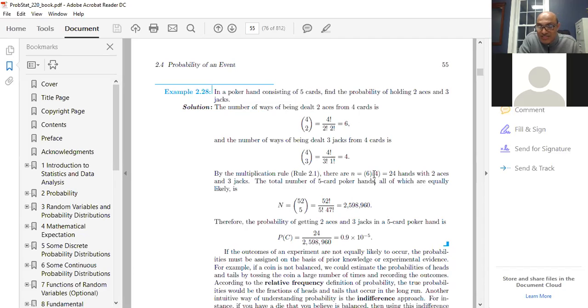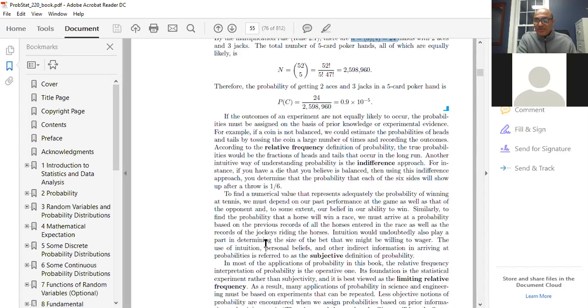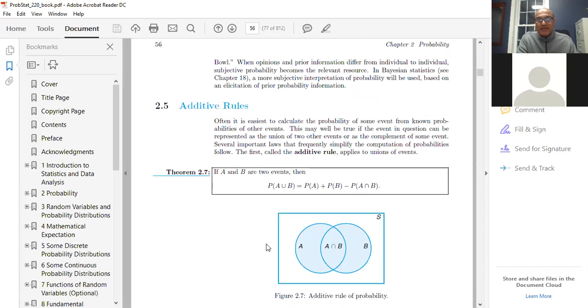Now, these n1 times n2, these are 24 possibilities of getting 2 aces and 3 jacks in 5 cards out of a 52-card deck. But the total number of sample points is my capital N, which is this one. This n1 times n2 is my small n. So if I divide this 24 by the total, this is the probability. And you can see this number lies between 0 and 1, so that makes perfect sense. So this is the probability of getting 2 aces and 3 jacks in a 5-card poker hand from 52 cards. This is the way we can find the probability of an event.